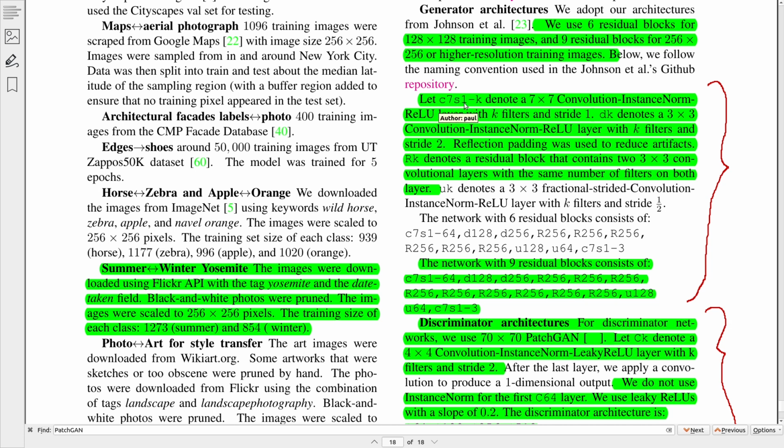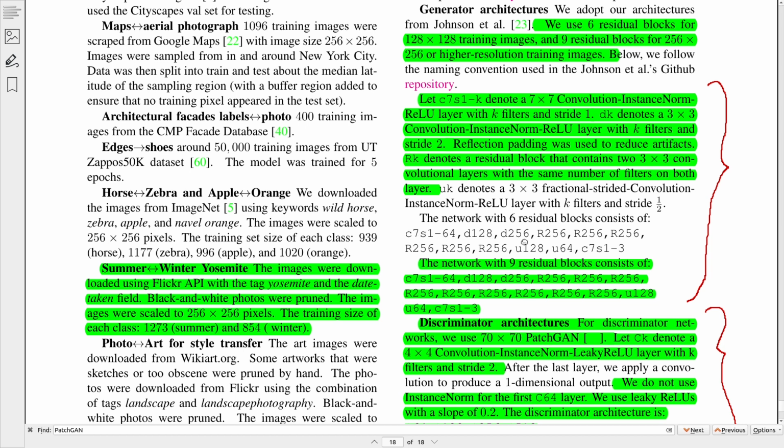Let C7S1-K denote a 7 by 7 convolution, instance norm, ReLU layer with K filters and stride 1. In that case, a network with 6 residual blocks consists of C7S1. Each one will consist of a 7 by 7 convolution, instance norm, ReLU layer with K filters, and K in this case is 64 and stride is 1. So that's how you have to read these terminologies here.